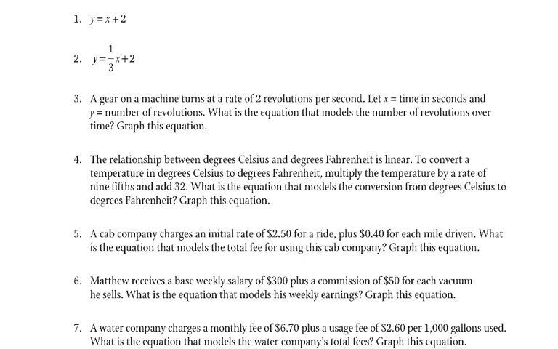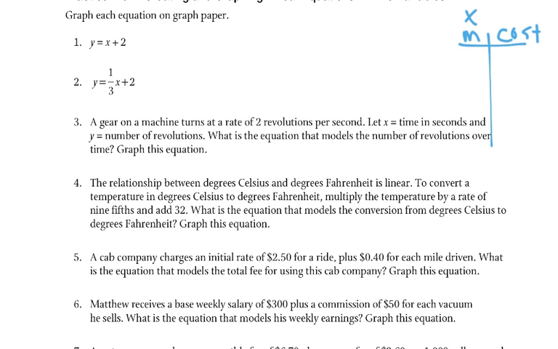So now 5. This one hopefully will be easier. A cab company charges an initial rate of $2.50 for a ride plus 40 cents for each mile driven. What is the equation that models the total fee for using the cab company? So a table would be a great way to start. We've got miles driven and cost, or x and y.